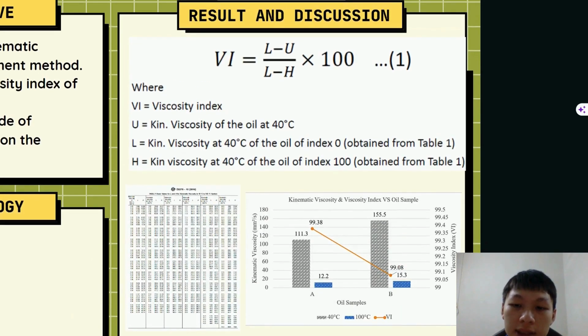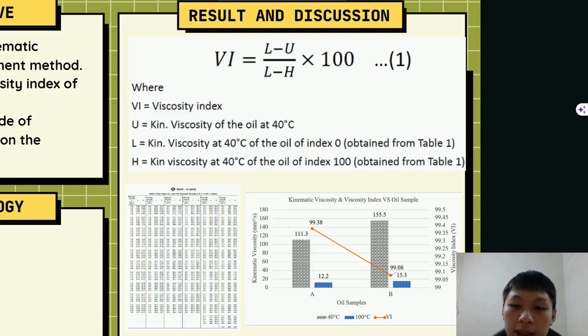For result and discussion, the equation for viscosity index is L minus U over L minus H times 100. U is the kinematic viscosity of the oil at 40 degrees Celsius, and the values L and H can be obtained from Table 1.